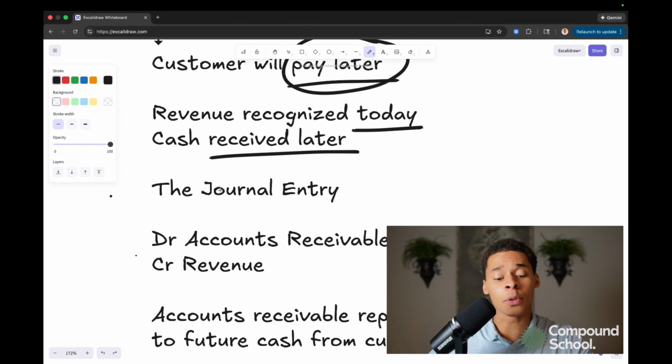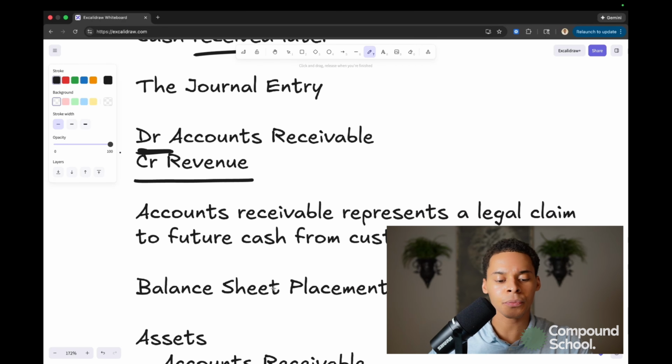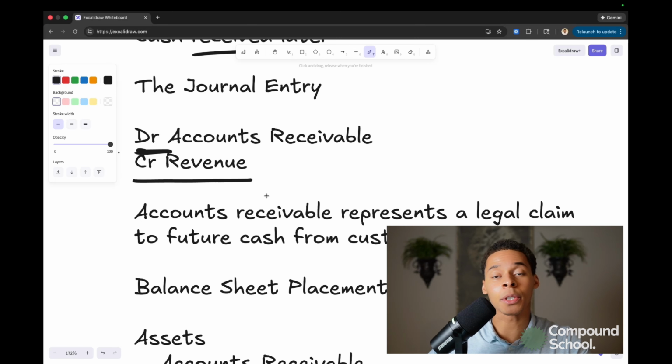So allow me to briefly walk you through the journal entry here. So we're going to debit accounts receivable because that's how you increase an asset account. You debit that account, and we're going to credit revenue, okay? That's going to be the initial entry for this accounting event. And so accounts receivable is going to represent a legal claim to future cash from customers. That's the technical definition, you could say.